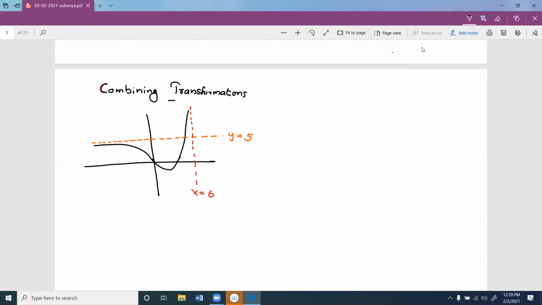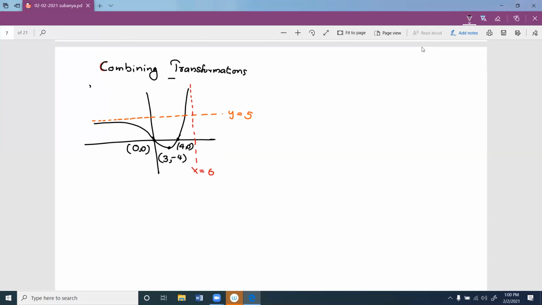They have given us these coordinates. Apart from this, this is the origin. Sometimes they won't mark this coordinate, but be careful with that. And this coordinate we will get as 3, minus 4, and this is 4, 0. That is how it comes with the combining transformations. Then they have given this function as f(x). They ask us to draw f(x + 1) + 2. That's the drawing we are going to do.